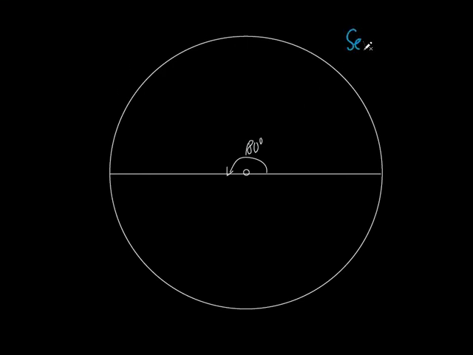So a semicircle, however you want to say it, doesn't make any difference. A semicircle is 180 degrees. It's equal to 180. It's not less than, not greater than. It's exactly equal to 180 degrees. That's a semicircle.